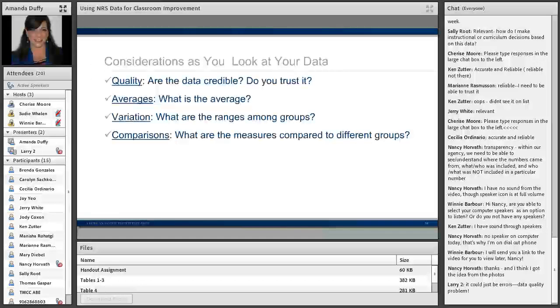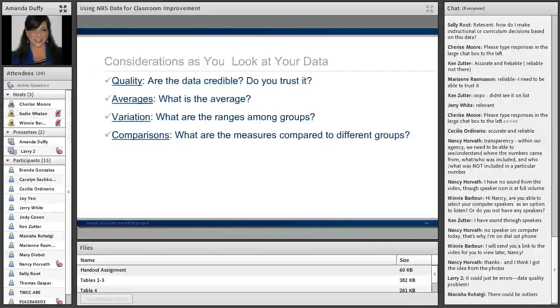And Larry says it could just be errors, a data quality problem, right? And as we learned, or some of us did, or some of us will after the webinar looking at the video, those data errors can really have a gigantic impact on, number one, student success, which is the ultimate goal, how classrooms and the curriculum are designed for those classrooms, and then the outcome measures and these reporting factors that contribute to funding.